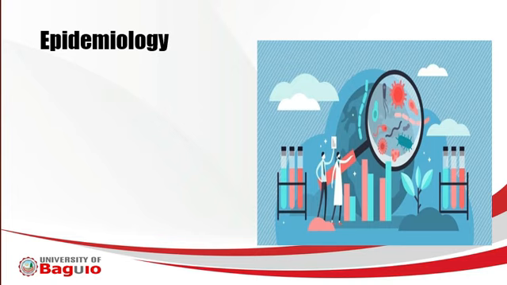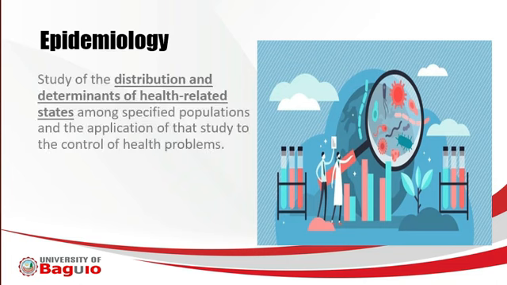The study and understanding about health problems and how to control these health problems. In a broader definition, it is defined as the study of the distribution and determinants of health-related states among specified populations and the application of that study to the control of health problems. So basically, we are talking about health problems and also the ways that we are going to control these particular health problems. That is why epidemiology is actually a very important topic, no?